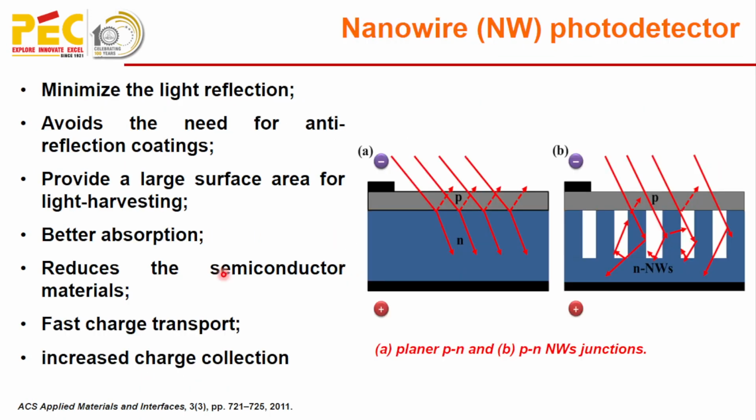Now, compared with planar counterparts, various nanostructures, such as nanowires, will reduce the light reflection. It will avoid the need for an anti-reflection coating. They will provide a large surface area for light harvesting, better absorption, reduced semiconductor material, fast charge transport, and increased charge collection.